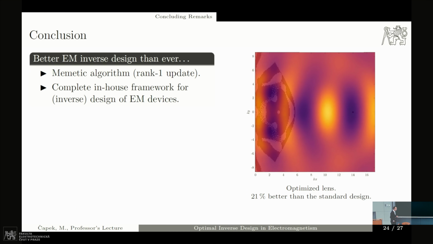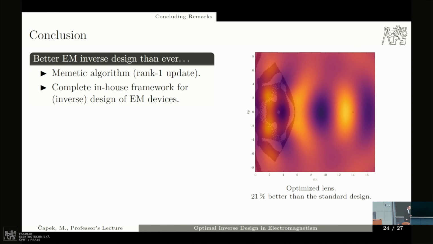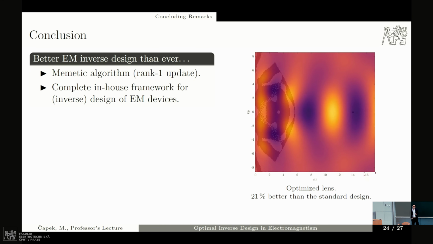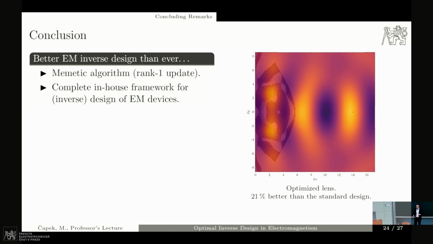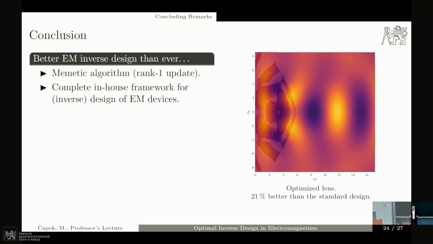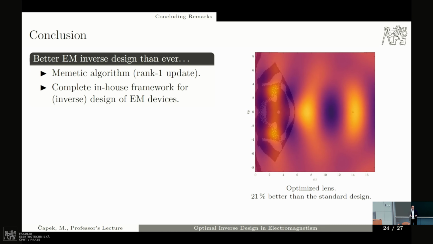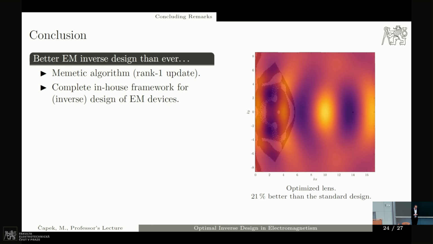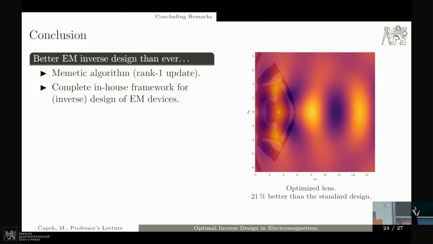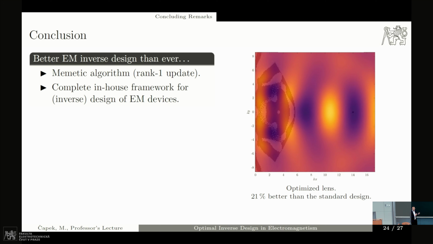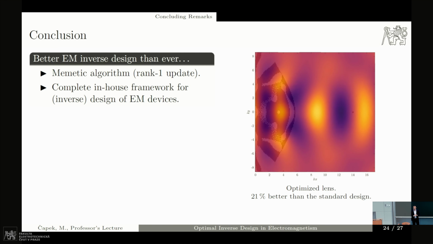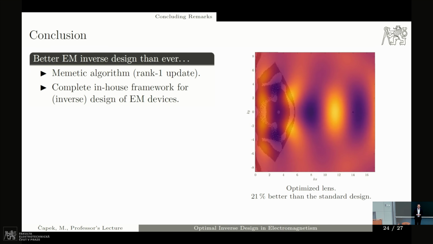So with that, this brings me almost to the end of my talk, but not quite the end. So what you have seen today is a memetic algorithm. It's a powerful one. It can deal with whatever electromagnetic metrics you are able to find and define a performance metric for. It's a complete in-house framework. So whatever you have seen, all data, all figures, all pictures, all equations, everything is in-house. And also provided on our webpage. You can buy it.